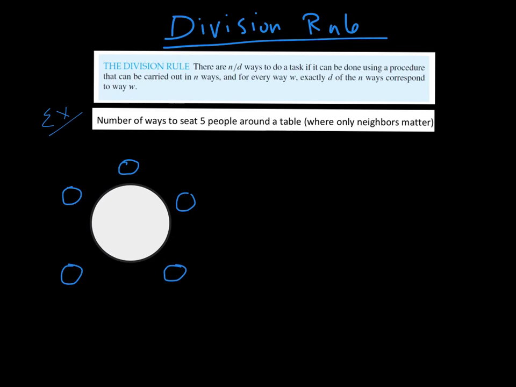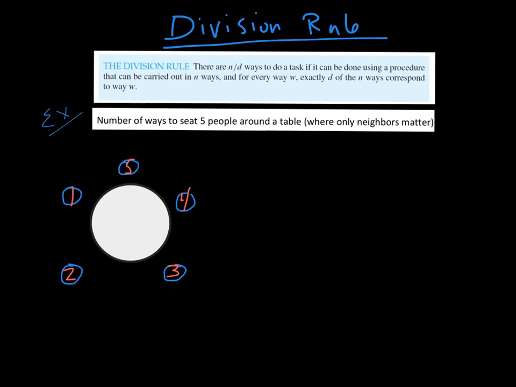So for the first seat at the very top, I have 5 choices. Now, once that first person is seated, they're not going to sit anywhere else. So for the second seat, I have 4 choices. For the third seat, I have 3 choices. For the fourth seat, I have 2 choices. And for the last seat, I have 1 choice. So it looks like there are 5 times 4 times 3 times 2 times 1 different choices for how I can seat these 5 people around a table.